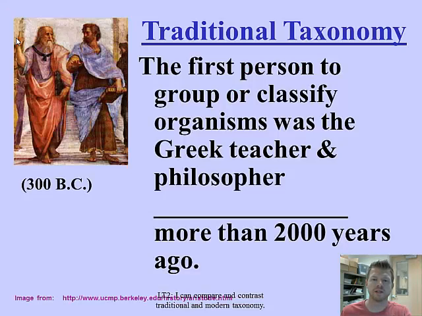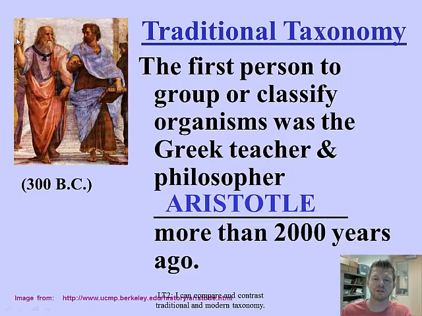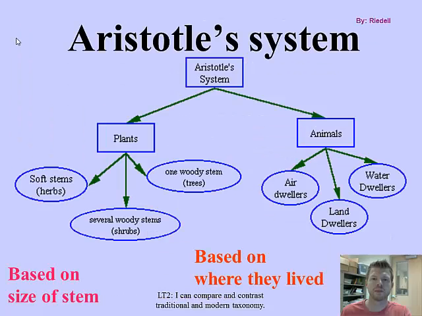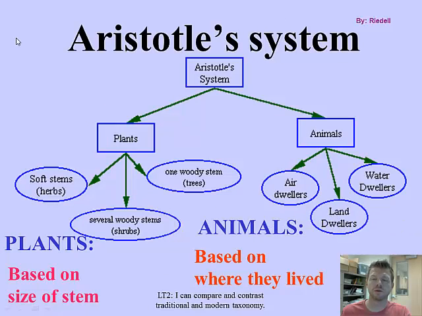Traditional taxonomy. The first person to group or classify organisms was Aristotle, more than 2,000 years ago. It was a long time ago, and this person thought it would be a good idea to group organisms together. Here's what his system looked like.